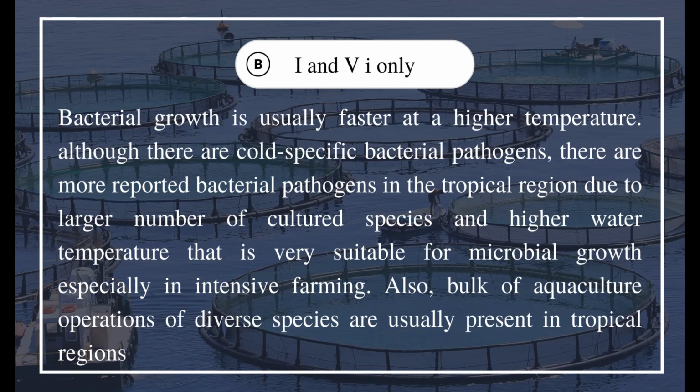The answer is B. 1 and 5. Bacterial growth is usually faster at a higher temperature. Although there are cold-specific bacterial pathogens, there are more reported bacterial pathogens in the tropical region due to a larger number of cultured species and higher water temperature that is very suitable for microbial growth, especially in intensive farming. Also, the bulk of aquaculture operations of diverse species are usually present in tropical regions.